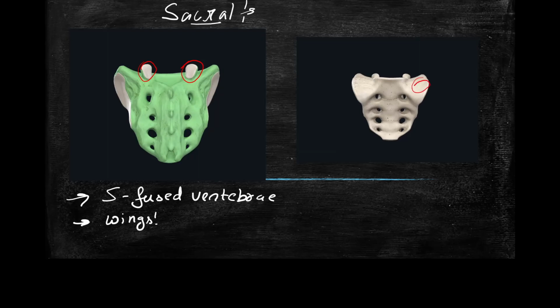It's a wing-like structure, as you can see here. Sorry, this is the anterior part. This is the posterior part, and these wings are also called ala.